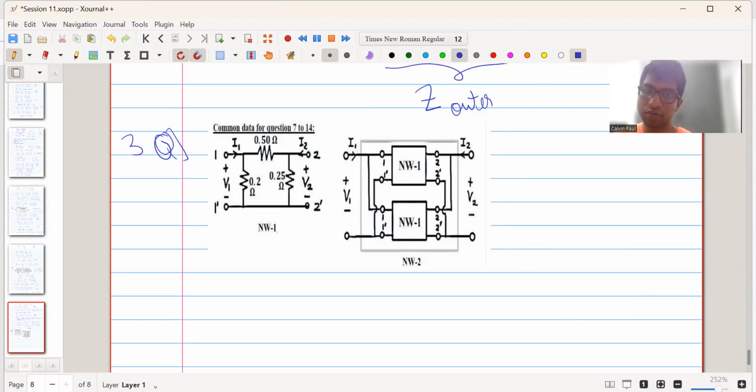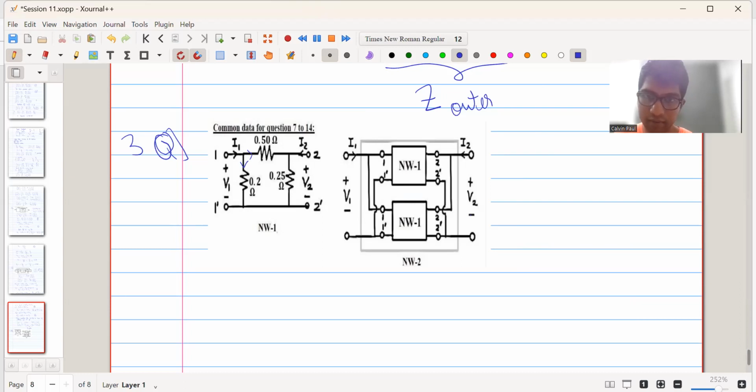So what we will do first is determine the y parameters of network one alone. Then we will find the combined y parameters of two network ones connected in parallel. So let us start with finding the y parameters of network one. This current is equal to V1 upon this 0.2 ohm resistor, and this is equal to V1 minus V2 upon 0.5.